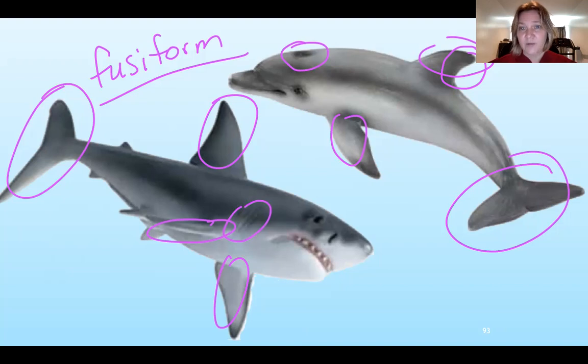The other thing they both have is very similar coloration. They have white bellies and gray or bluish gray tops of the bodies. The reason for that is because they are predators. Even though dolphins are super cute, they still eat fish.